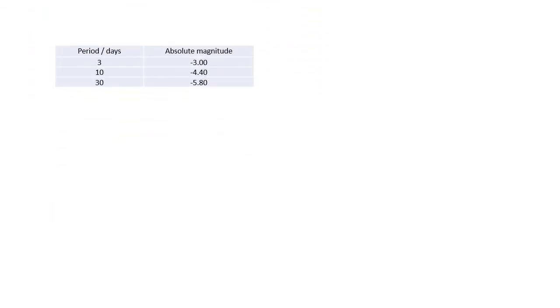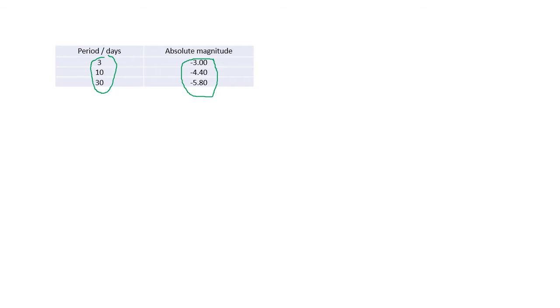Okay, on this next slide, we have got some data for several Cepheid variable stars. We've got 3 stars here, and you'll notice that they have different periods, 3, 10, and 30 days, and they have different brightnesses. And the interesting thing about these brightnesses is that as the period gets larger, the star gets brighter. Remember, a smaller magnitude value means a brighter star.